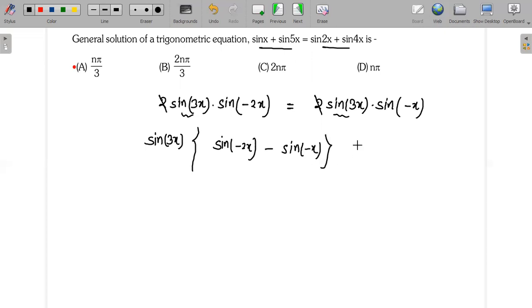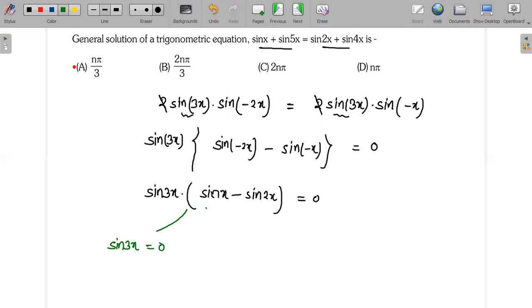Now apply sine negative theta is equal to negative sine theta. So we get sine 3x times sine x minus sine 2x. You are free to apply sine C minus sine D further inside this bracket because it will lead to a different conclusion, you may call it. Either sine 3x should be equal to 0 or we have another situation. It is sine x is equal to sine 2x.